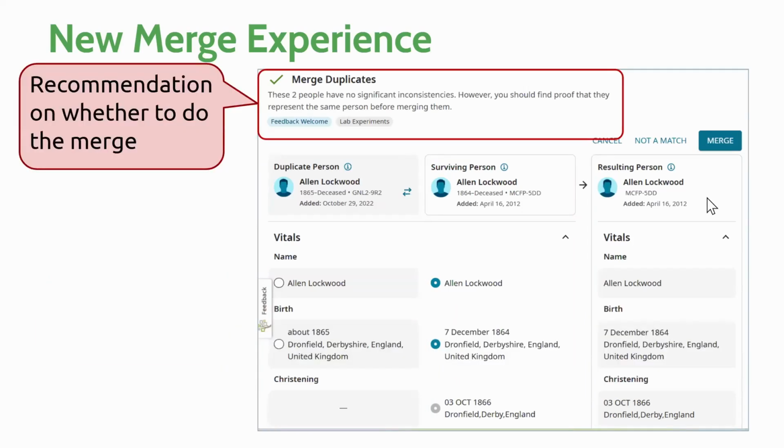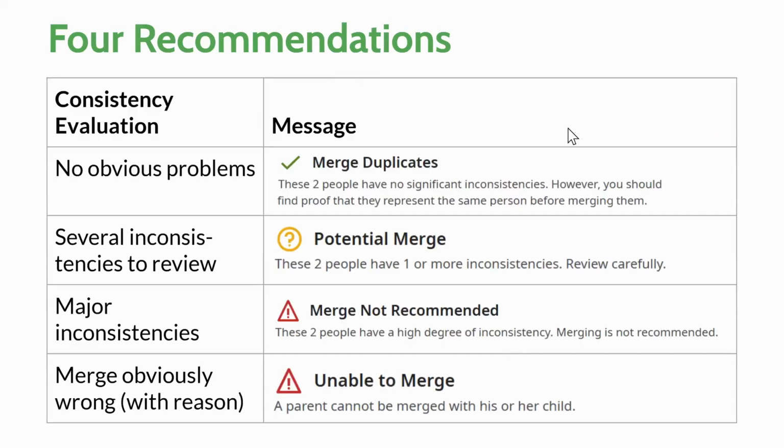The other thing I absolutely love is that FamilySearch gives you a recommendation on whether or not to do the merge. It's right up here at the top, right in our faces, so that we know right away if this is probably a good merge or probably not a good merge. There are 4 different recommendations that you'll see at the top of the screen depending on the match between the two profiles. The first one is that there's no obvious problems, so there'll be a check mark and the notation that you can merge the duplicates.